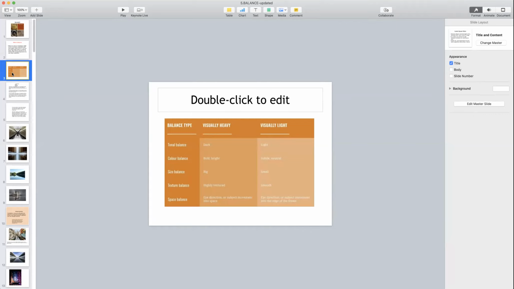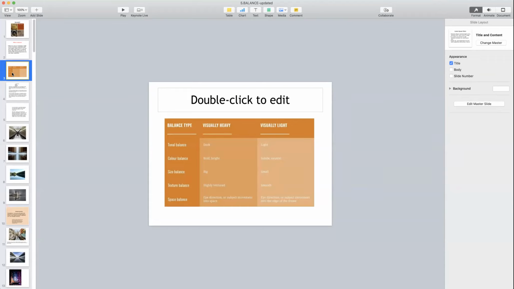So it says tonal balance means if it is dark, then visually heavy, and if it is light, then visually light. Color balance: bold, bright colors are visually heavy, and subtle and neutral colors are visually light. So you will not find a room in your house which has a red wall, or any other color which could be too bright, like fluorescent green or fluorescent yellow, because they are too bright a color which disturb the day-to-day life.